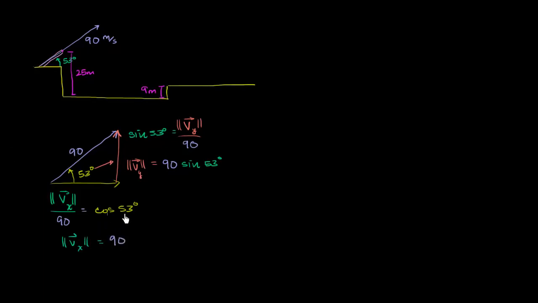is equal to 90 times cosine of 53 degrees times the cosine of 53 degrees. Now, how do we figure out how long this thing stays in the air? Well, we'll use the vertical component for that.